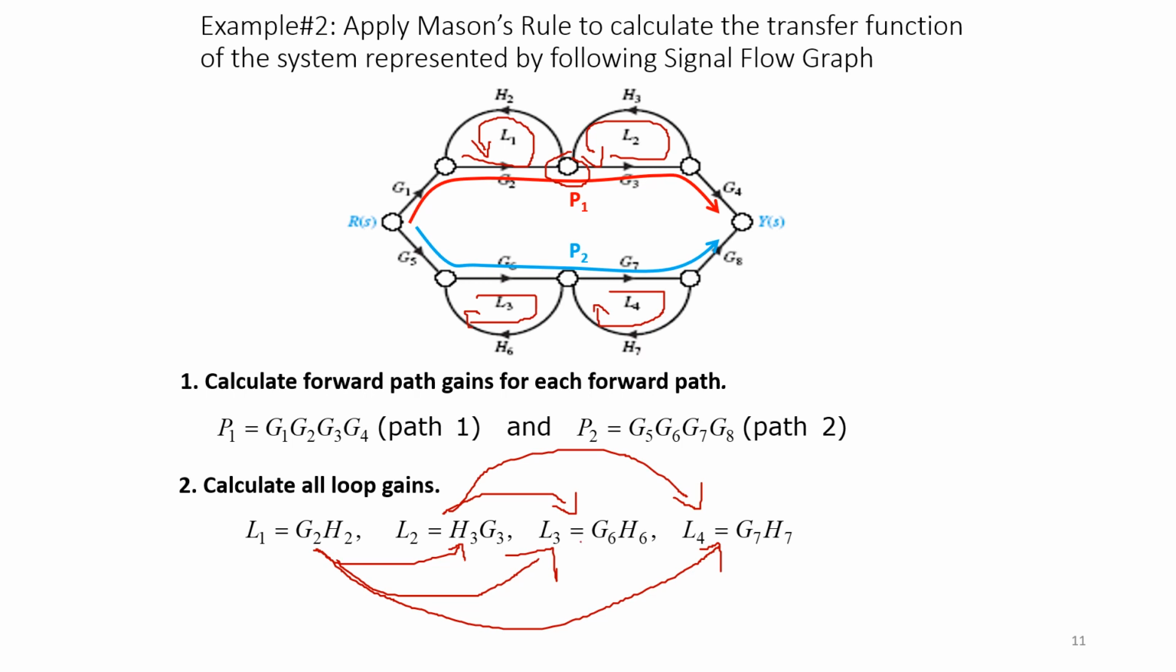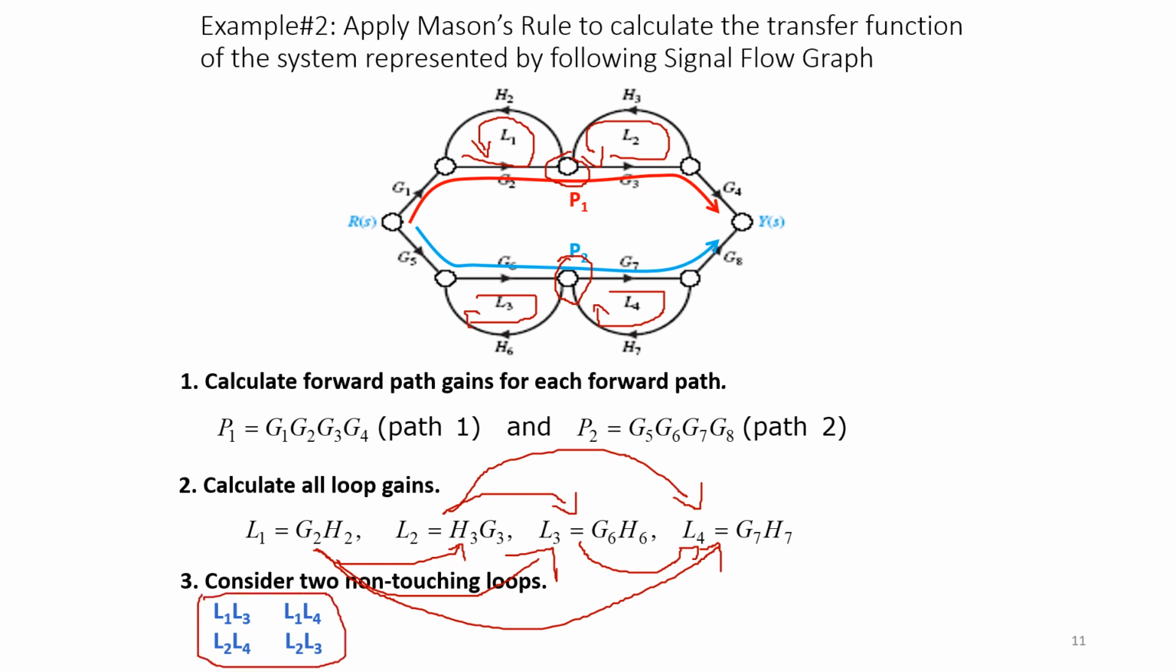Now compare L3 with L4. Here L3 and L4 touch each other because there is a common node between these two. So totally I have got four non-touching loops, that is L1, L3; L1, L4; L2, L3; L2, L4. These are the two non-touching loops that I have.